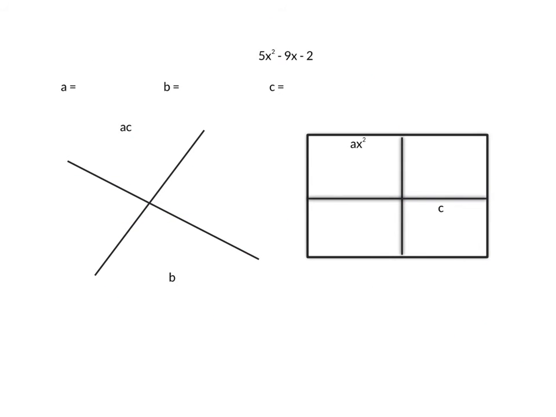Let's try out one last example together. So again, we need to start off by identifying our a, b, and c. So a, the coefficient in front of the x squared term, is 5. B, the coefficient in front of the x term, is negative 9. And c, our constant term, is negative 2.